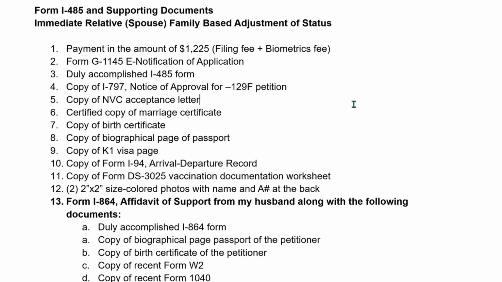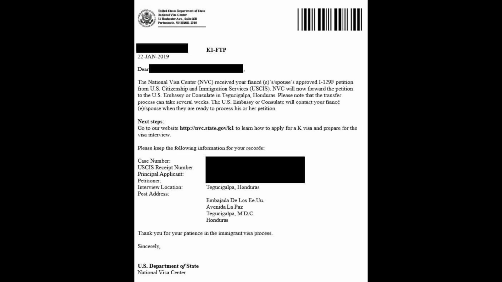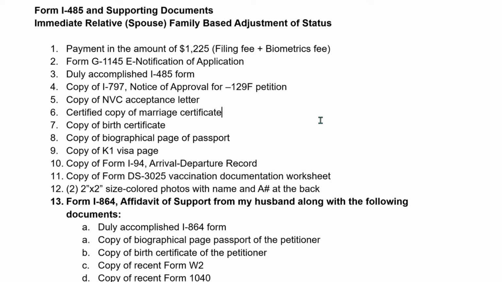And next, we have the copy of NBC acceptance letter. So, this is the NBC acceptance letter. And next, we have the certified copy of marriage certificate. So, kung marami naman kayong copy, guys, ng certified copy ng marriage certificate ninyo, so much better na yun na yung isend natin sa USCIS.